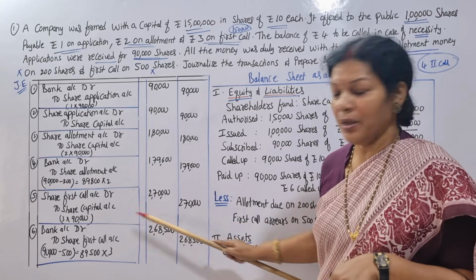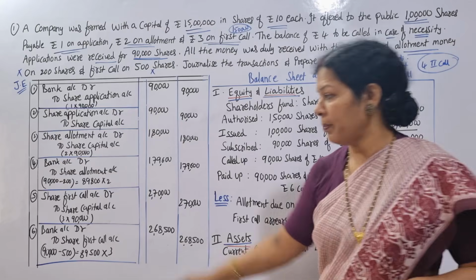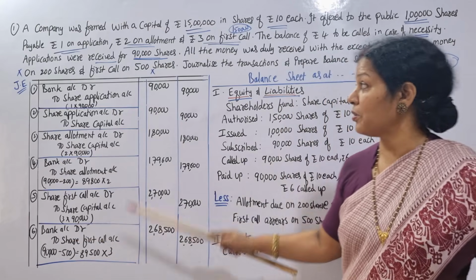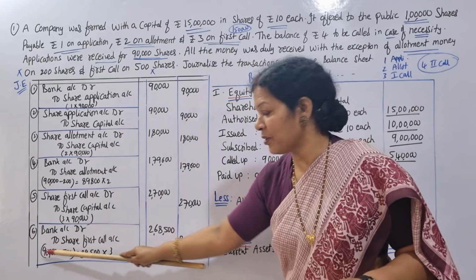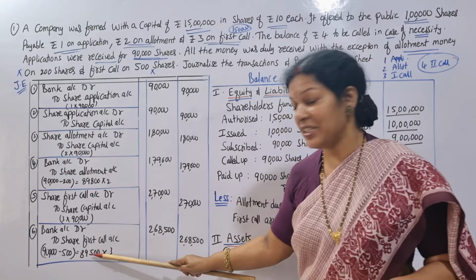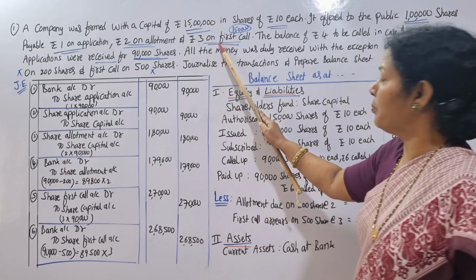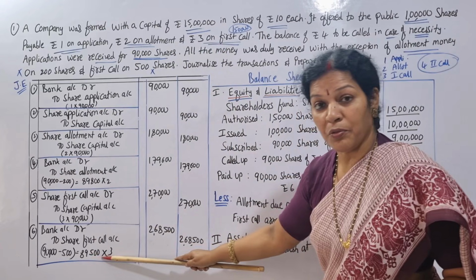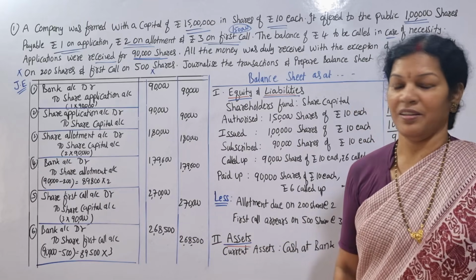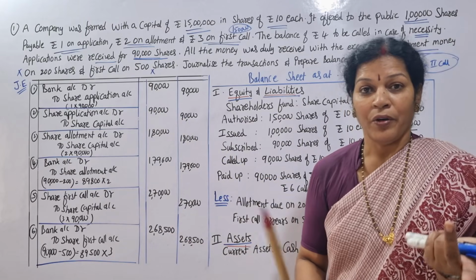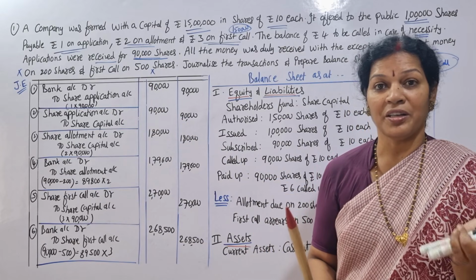When we are receiving, bank account attached to share first call account. Total 90,000, out of 90,000, 500 not received. 90,000 minus 500 comes to 89,500. Cost is how much? 3 rupees. So 89,500 into 3 comes to 2,68,500. That's all.